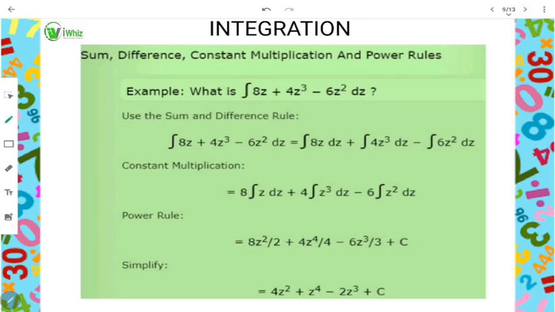The last thing we want to look at when we speak about integration is how we combine all of those rules. When we combine the rules, we see that we can work with a larger integration by breaking it down into parts. The example that we have states, what is the integral of 8z plus 4z cubed minus 6z squared dz? Now that dz is because we are working with a function in terms of z. We can use the sum and difference rule like we learned, to separate them so we can break up our integrals.